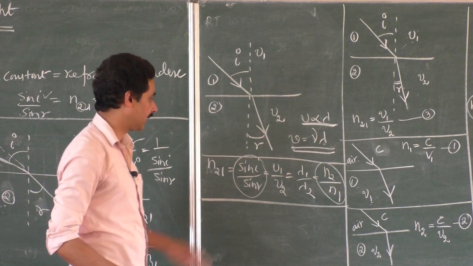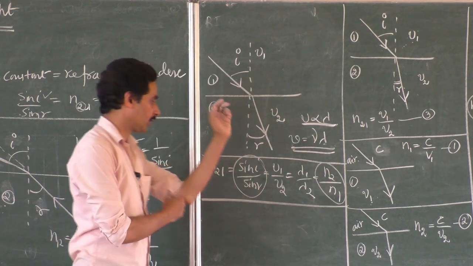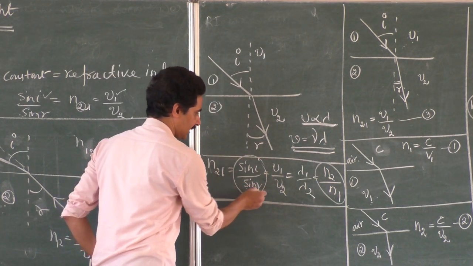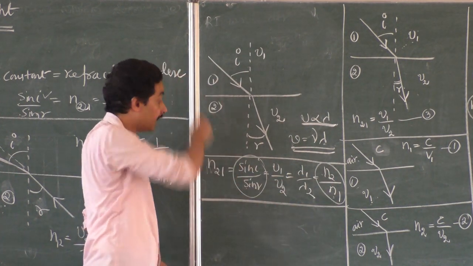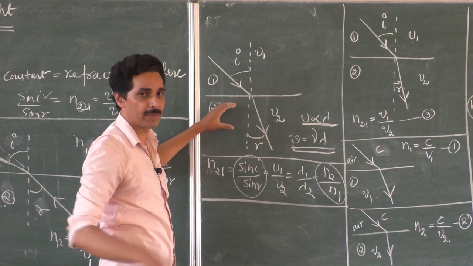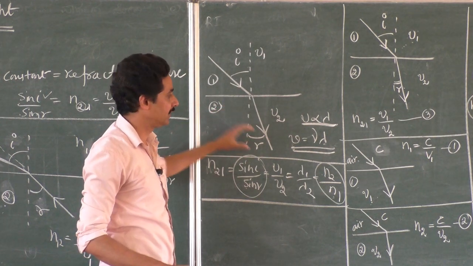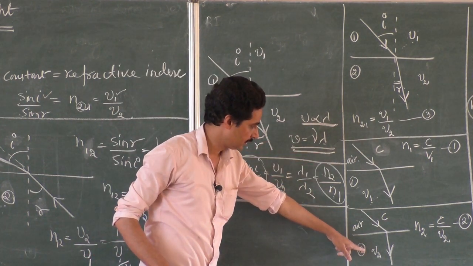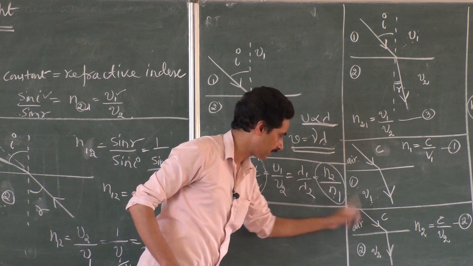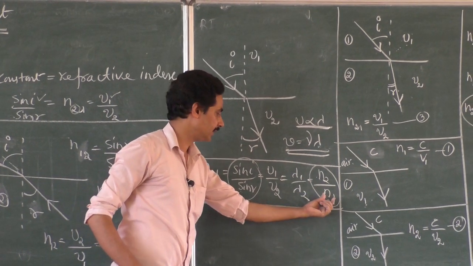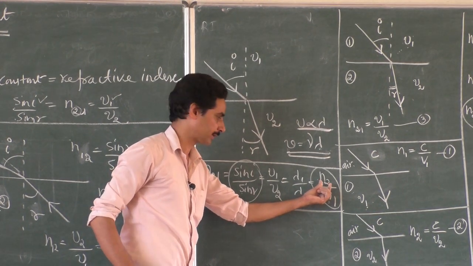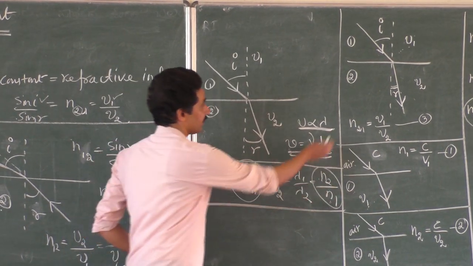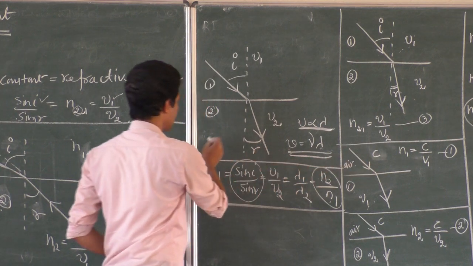So I want this final result. Cross multiply them. So sin i by sin r must be equal to N2 by N1. What is N2 and N1? N2 is the refractive index of the second medium with respect to R. And what is N1? N1 is the refractive index of the first medium with respect to R.